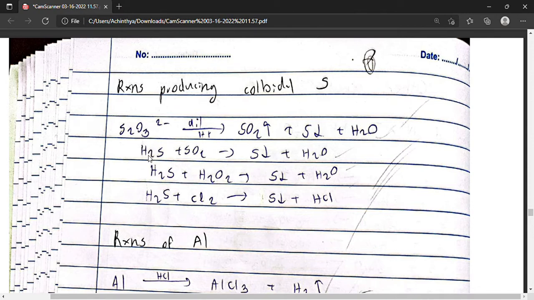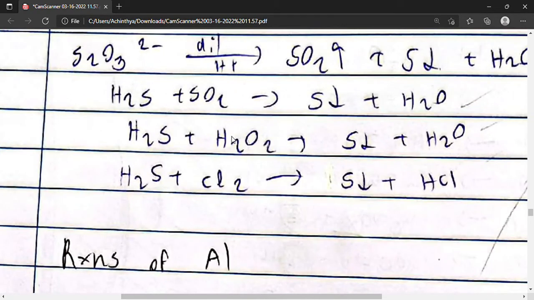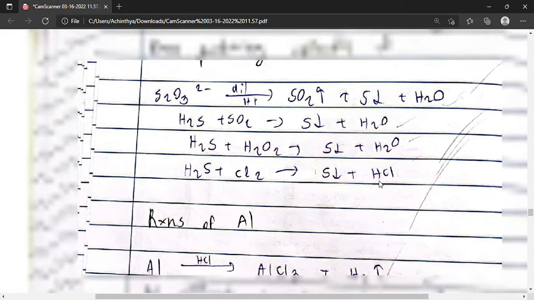Hydrogen sulfide and sulfur dioxide react with each other to form sulfur, colloidal sulfur, and water. Hydrogen sulfide also reacts with hydrogen peroxide to form sulfur and water as well. Hydrogen sulfide also reacts with chlorine to form sulfur, precipitate colloidal sulfur, and produce HCl.